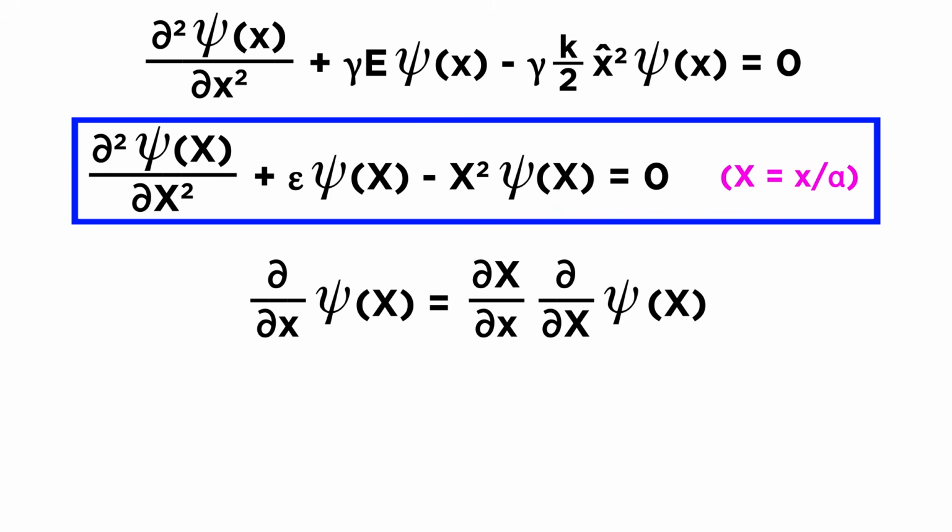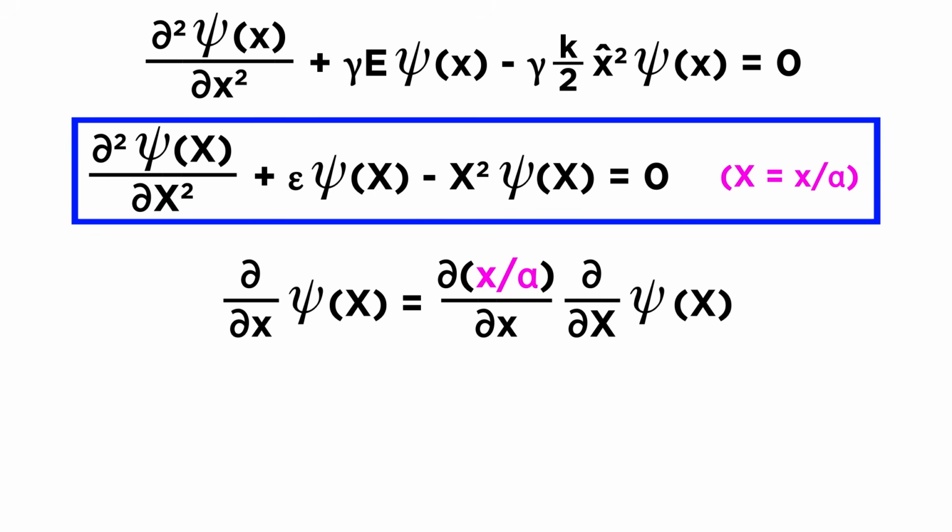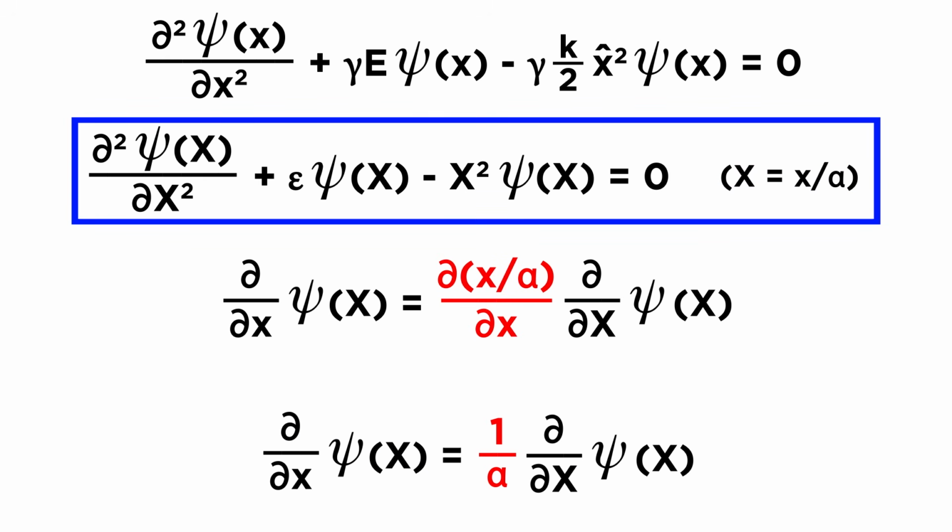Now, based on the relationship we just defined between little x and big X, we can replace this big X with little x over alpha. The derivative of this expression with respect to little x is simply 1 over alpha. That means altogether we have 1 over alpha times d over d big X. Now, in the equation we are trying to get, we need the second partial derivative with respect to big X, so let's square what we have here. That gives us 1 over alpha squared times d squared over d big X squared.